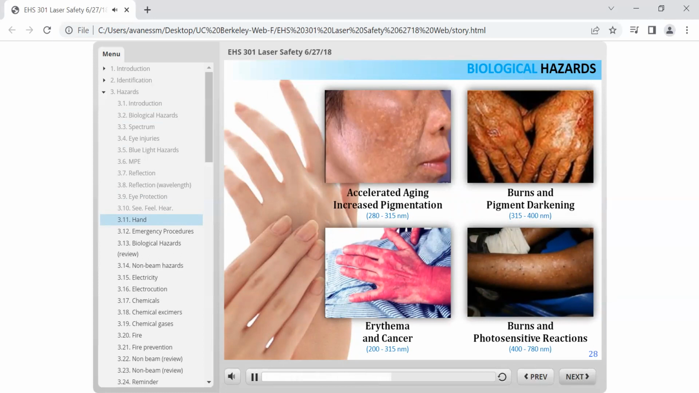Some compounds can increase skin sensitivity to ultraviolet radiation injury. This includes antibiotics, antihistamines, and cardiovascular drugs. Always read the labels on medication bottles to alert you to this risk. Thermal damage dominates with pulsed lasers at any wavelength.